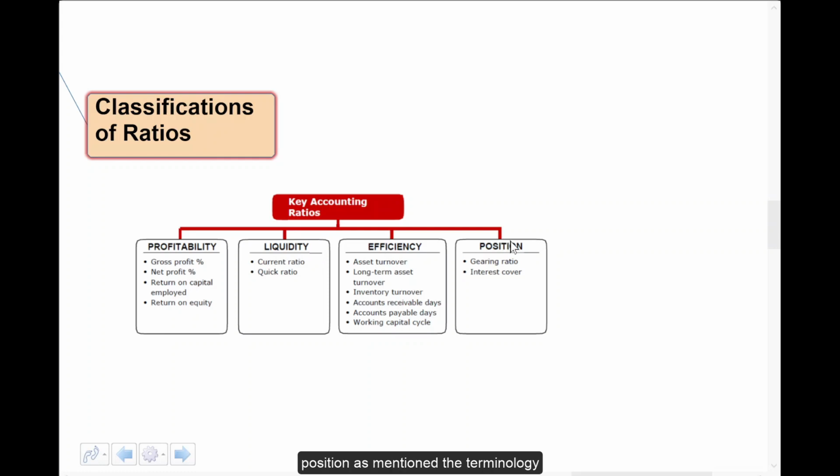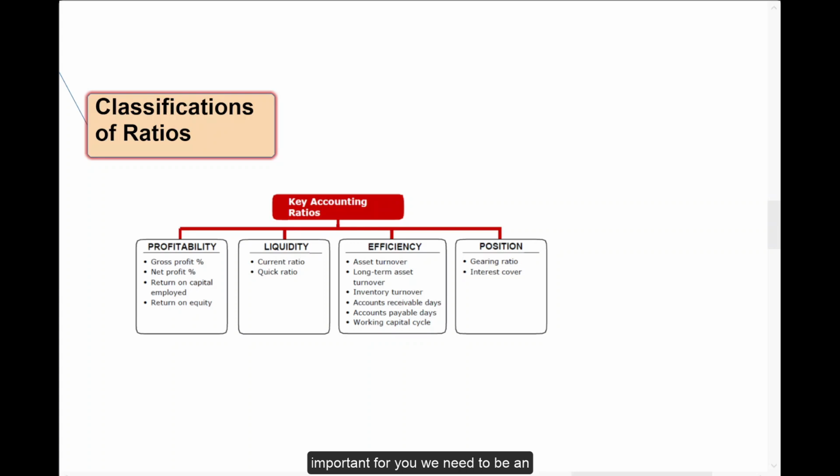Now, as mentioned, the terminology may differ. For our FA course, let's take it on what the ACCA have included within the study hub. And under each of these banners or heads, if you will, we'll see a variety of different ratios. Now, for me, the areas that are included under these heads or banners are certainly important for you.